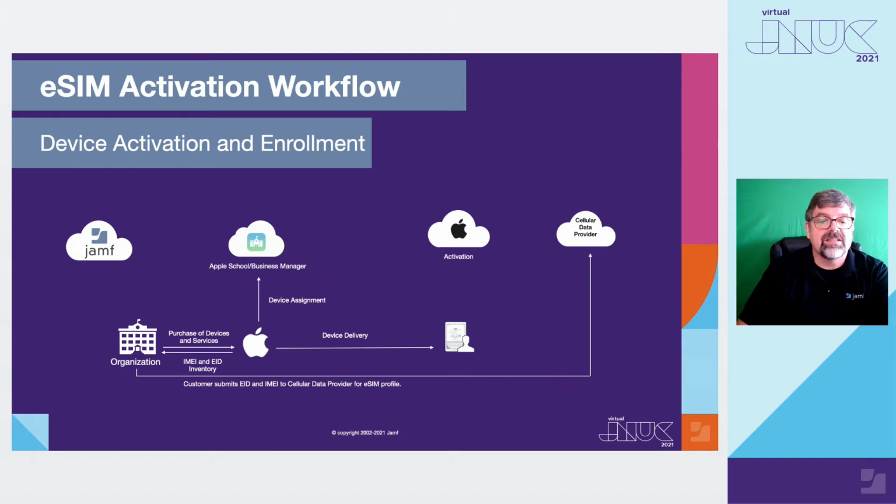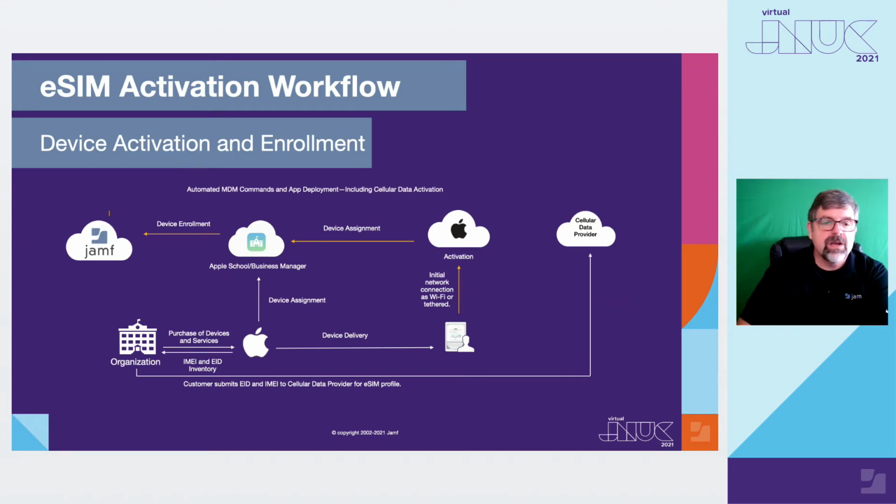The iPad is going to contact Apple's activation server, and this can be done either by using a Wi-Fi connection or a tethered connection to another device. Once it hits the activation server, it will be determined whether it's in your Apple School Manager or Apple Business Manager instance. If it is, it will look to see if it's been assigned to your MDM, in this case, your Jamf Pro or Jamf School server. And then the automated device enrollment process begins. At this point, we enroll the device, and we can begin to send MDM commands, applications, configuration profiles, other elements.